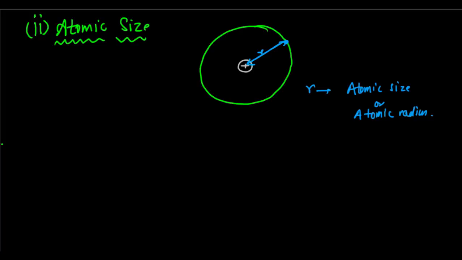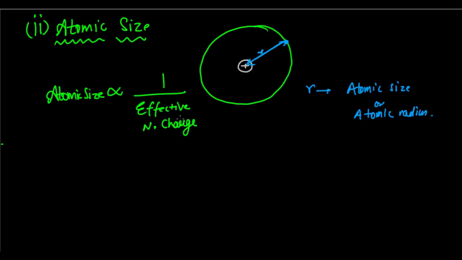Now, if effective nuclear charge is more, that means the protons in the nucleus will be pulling the electrons towards itself, right? And hence, an increase in the effective nuclear charge will result in the compression of the atom, and hence the atomic size will decrease. Hence, you can formulate a relation. Atomic size is inversely proportional to the effective nuclear charge. Please try to understand it. It's very important. Atomic size is inversely proportional to the effective nuclear charge.